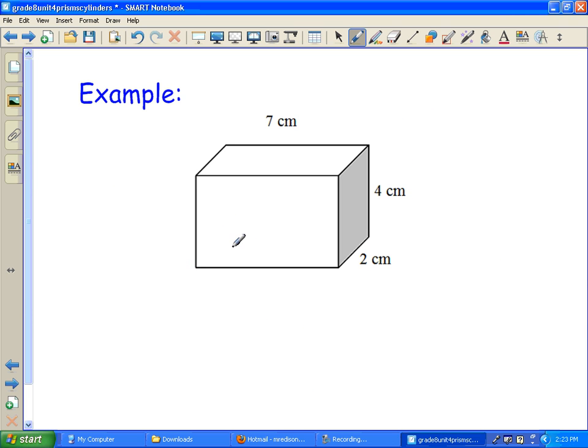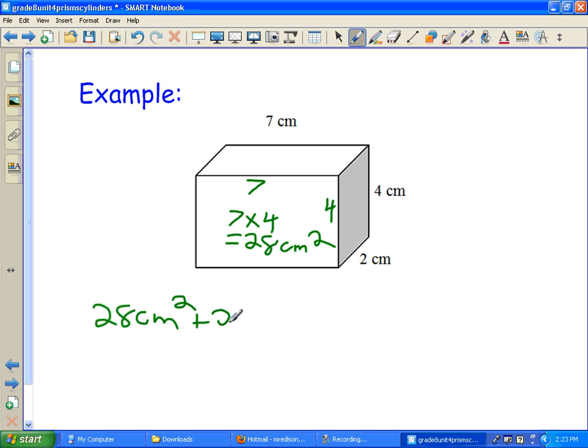Here's another example. So let's do this side here first, the front. We know this much here is going to be 4 because the other side is 4. And we know this much here is going to be 7 because this side is 7. So this part here is going to be 7 times 4, which equals 28 centimeters squared. So that's the front and the back. So it'll be 28 centimeters squared plus the back is another 28 centimeters squared.